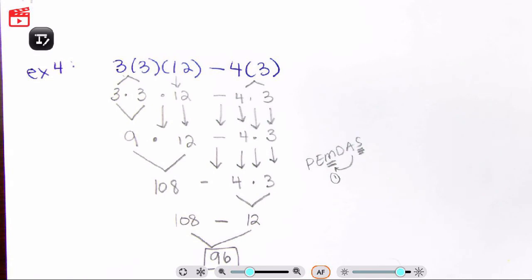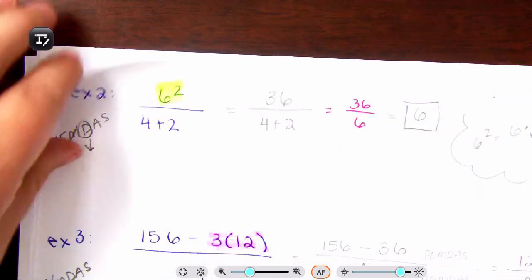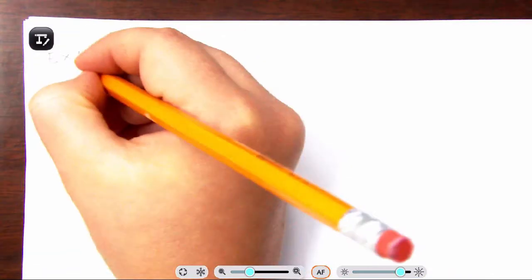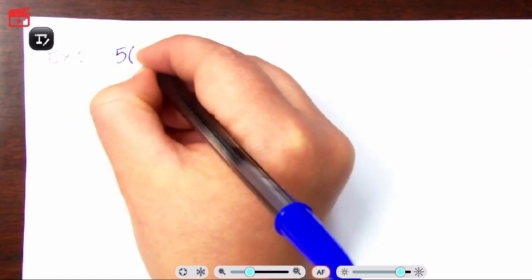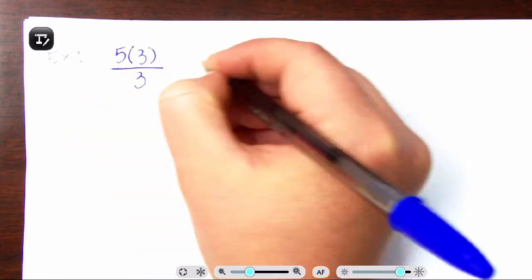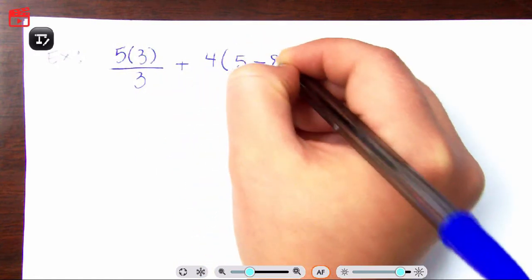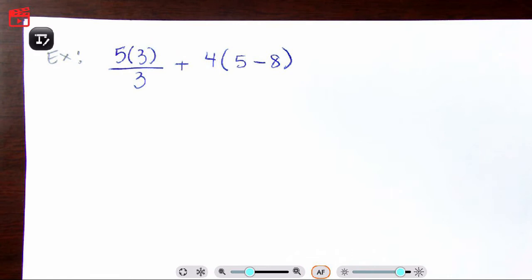Let's do one more example and we'll call it good for this video. We're just going to call it an example. Oh, you can't see that. Let me switch up to a pen. I have 5 times 3 divided by 3 plus 4 times 5 minus 8. So again, let's write out our PEMDAS.